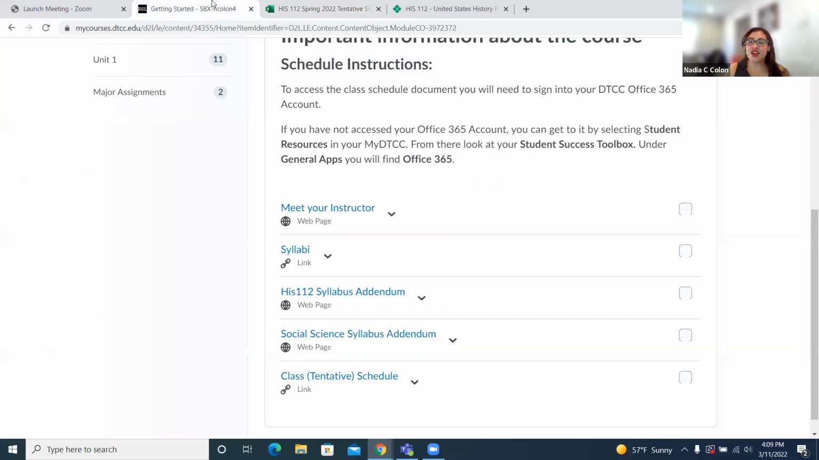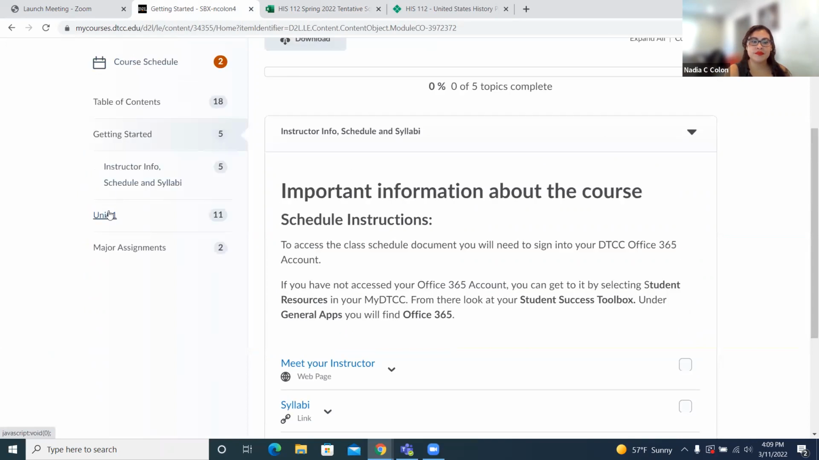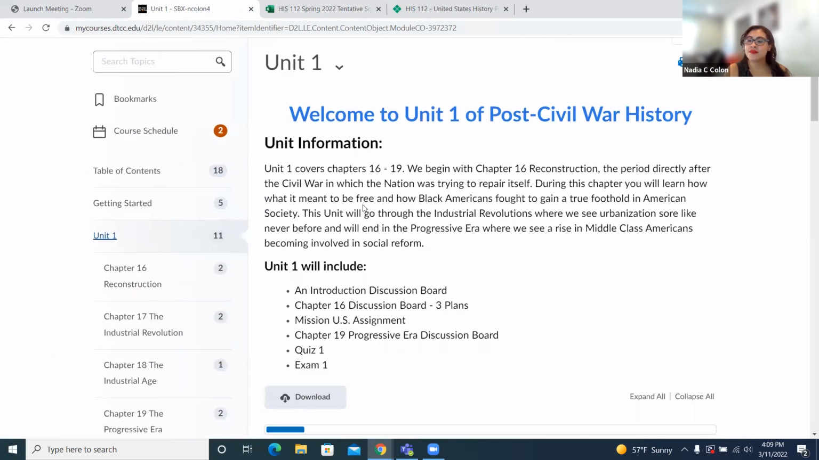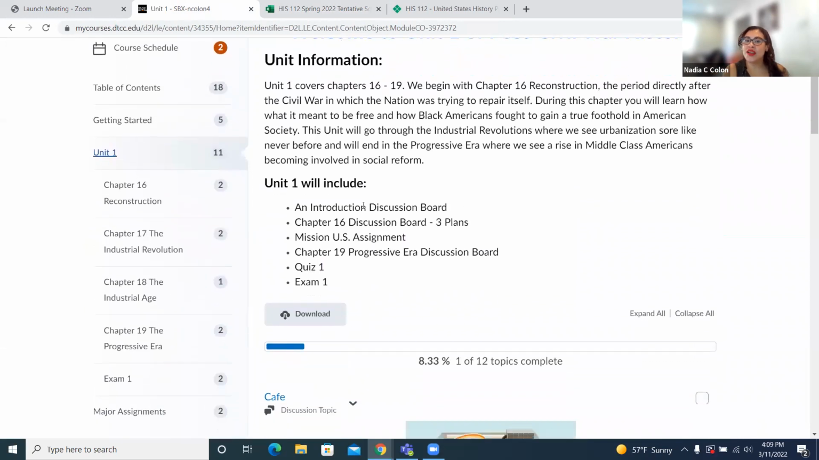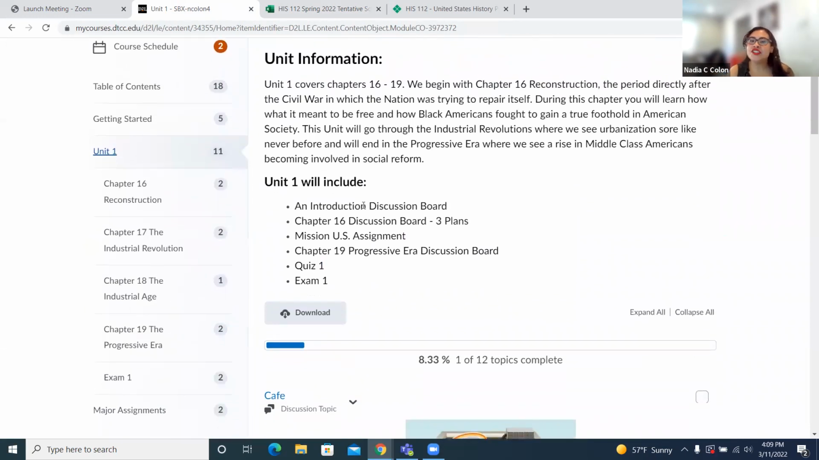Once you are finished with the Getting Started tab, you are ready to move into Unit 1. At the top, you will find an introduction to Unit 1. So welcome to Unit 1 of Post-Civil War History. Unit 1 covers chapters 16 through 19. We begin with chapter 16, Reconstruction, the period directly after the Civil War in which the nation was trying to repair itself. During this chapter, you will learn what it meant to be free and how Black Americans fought to gain a true foothold in American society.